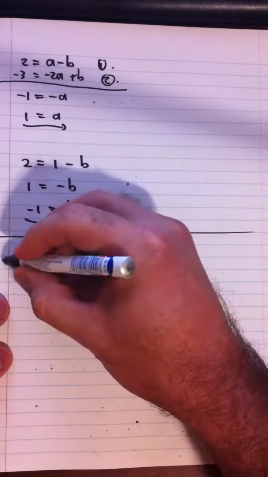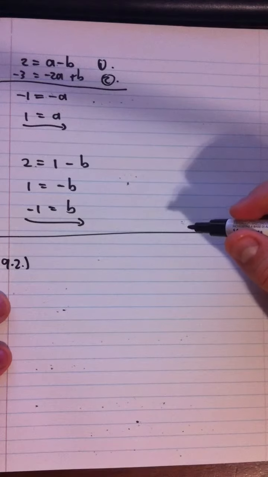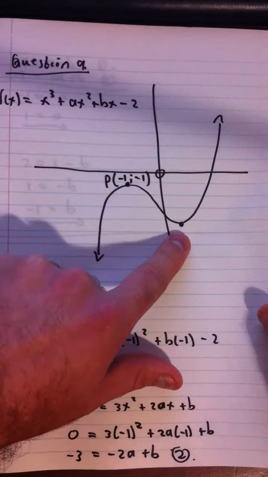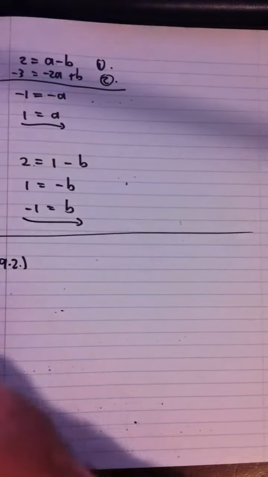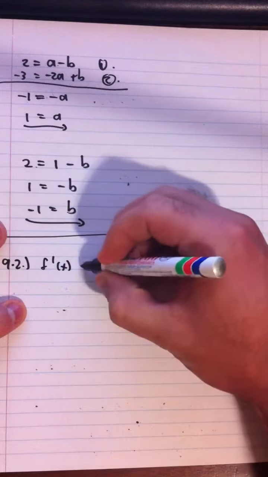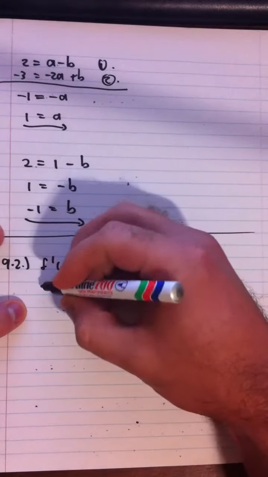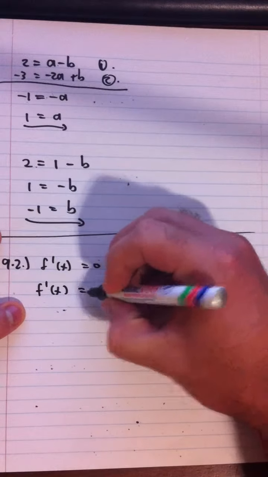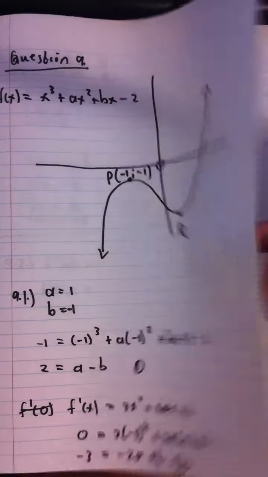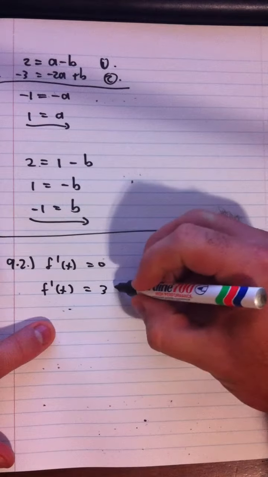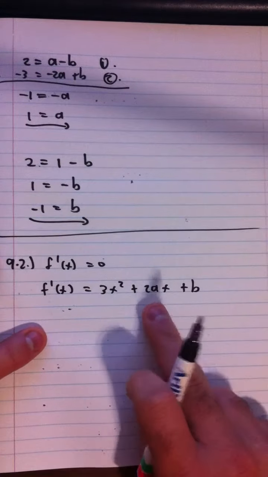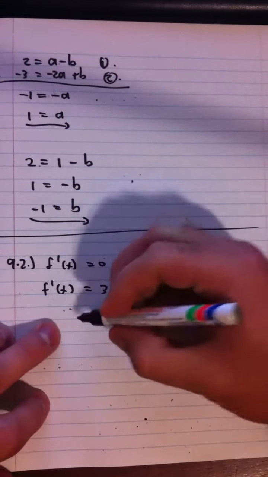Okay, next question, 9.2. Hence or otherwise determine the x-coordinate of r. As you can see, r is the other turning point. So we just have to know that the gradient at that point again will be equal to 0. So again we'll set f prime of x equal to 0. And we calculated that f prime of x was equal to 3x squared plus 2ax plus b. But now, instead of a and b, we've got these values to put in there. So let's do that.